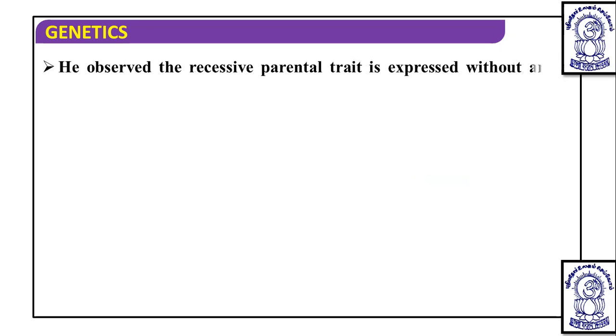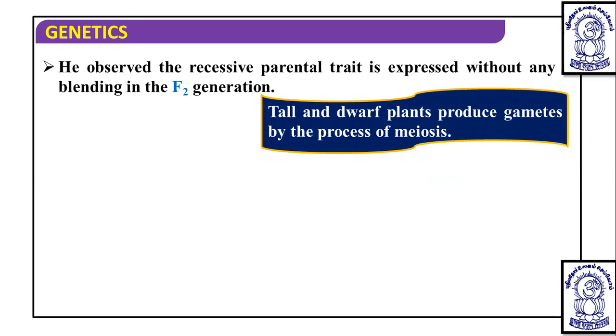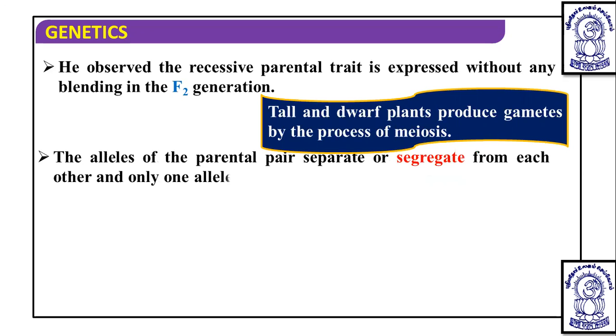He observed that the recessive parental trait is expressed without any blending in the F2 generation, as we have discussed. Tall and dwarf plants produce gametes by the process of meiosis. The alleles of the parental pairs separate or segregate from each other, and only one allele is transmitted to a gamete. Dear students, one of the important points that you should mark here is that in a parent, the alleles occur in a pair, but they are going to separate, and only one allele is going to be transmitted to a gamete. Suppose the parent is capital T, then in the gamete only capital T will be obtained. If the parent is small t, then in the gamete we will obtain only small t.